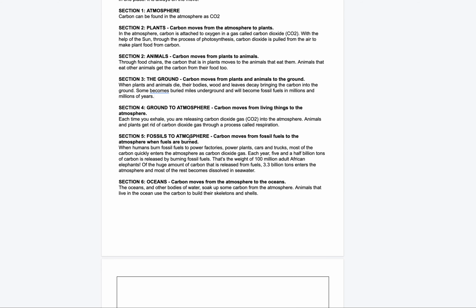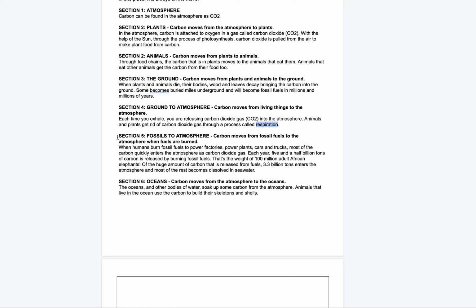All right, now I'm just going to read. Section 4, ground to atmosphere. Carbon moves from living things to the atmosphere. Each time you exhale, you are releasing carbon dioxide gas into the atmosphere. Animals and plants get rid of carbon dioxide gas through a process called respiration.